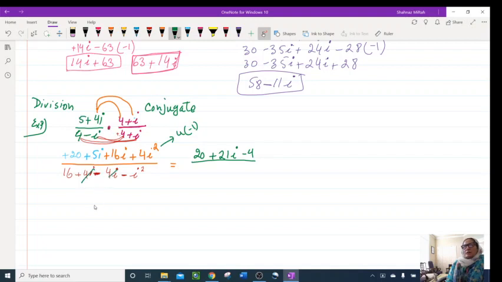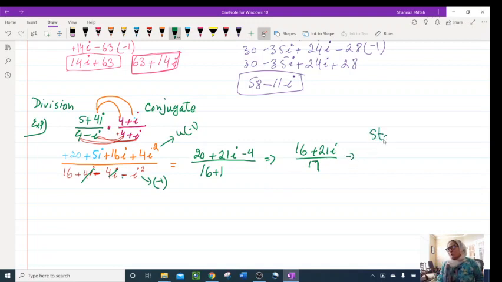Down there, these two cancel out. I'm left with 16, and minus stays, and this i squared means negative 1. So negative and negative is going to turn positive 1. So this will turn 17. Okay, so 20 subtract 4 is going to give me 16 plus 21i over 16 plus 1, which is 17. Okay, this is the division that we finished. If you want to write it in standard form, you're going to write it like this: 16 over 17 plus 21i over 17. That's the standard form.